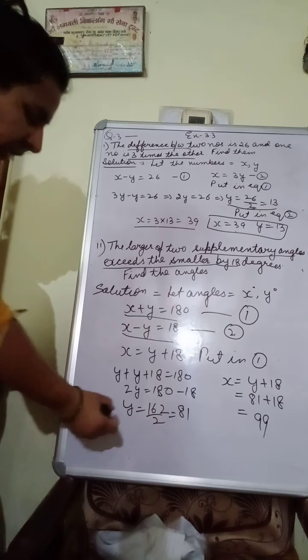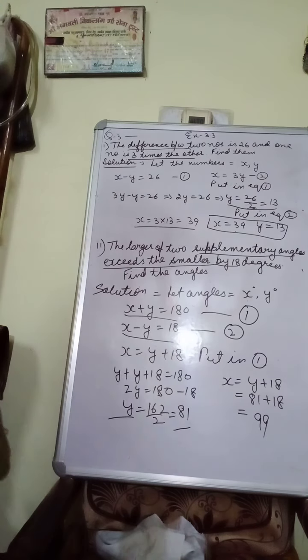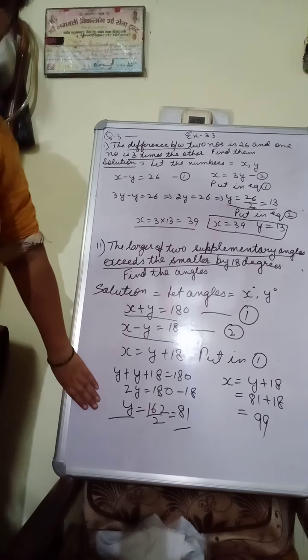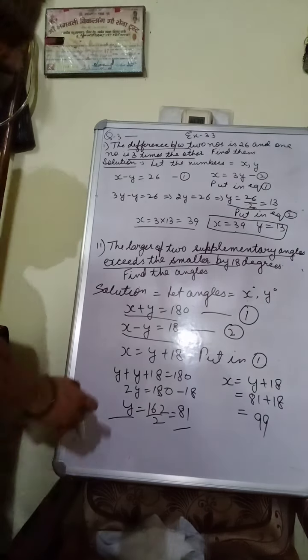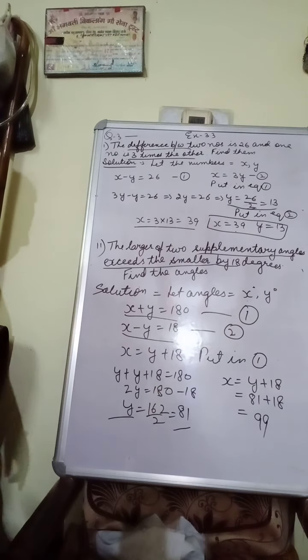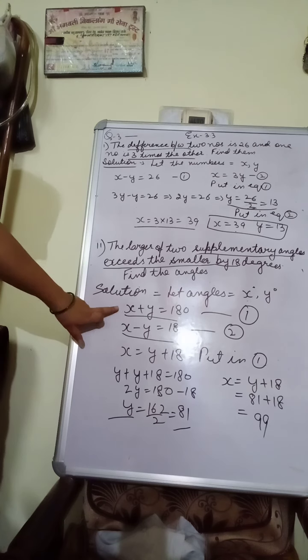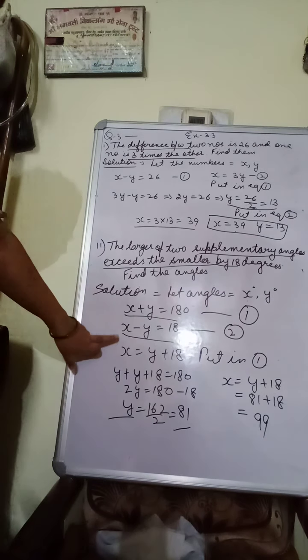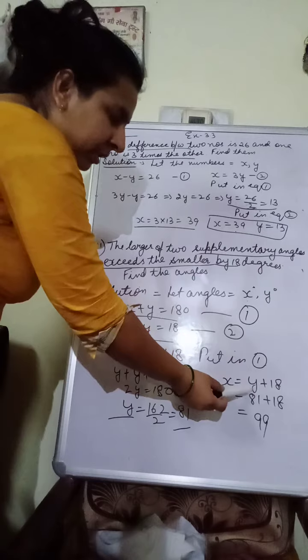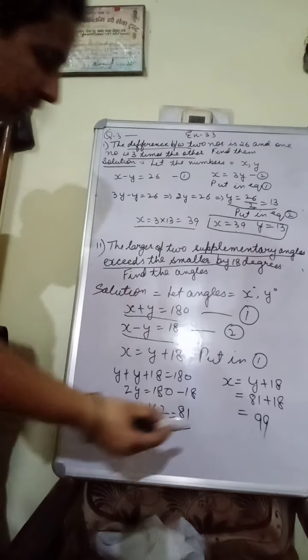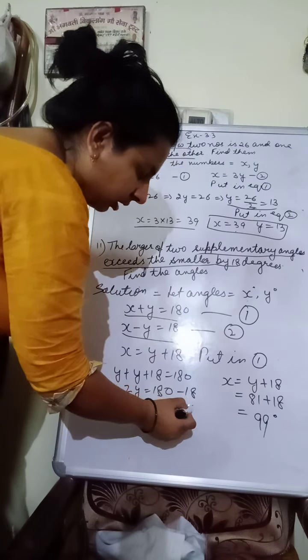When I solved it, I got the value of y is 81 degrees. Now put the value of y in either of the equations. I am going to put it in equation number 2. So y plus 18 will be 99. So this is your answer.